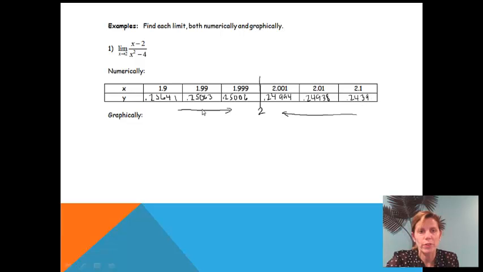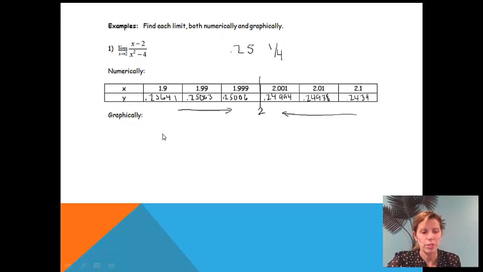And then for that last one, we have 0.2439. So if you're looking at the y values, as I'm approaching from this way, please notice that my y values are getting closer and closer to 0.25. As I'm coming in from the right, you'll also notice that my y values are getting closer to 0.25. So since we're approaching a single number from both sides, we can say that our limit is equal to 0.25. We could also say that the limit equals 1/4 if we wanted to.